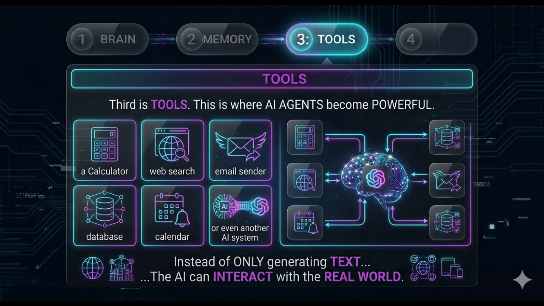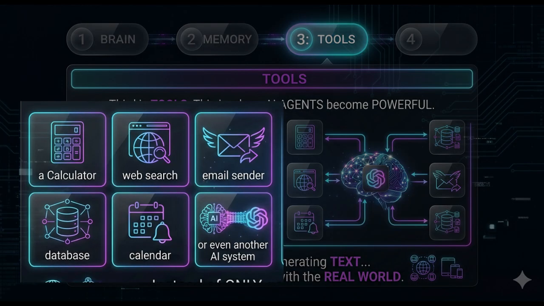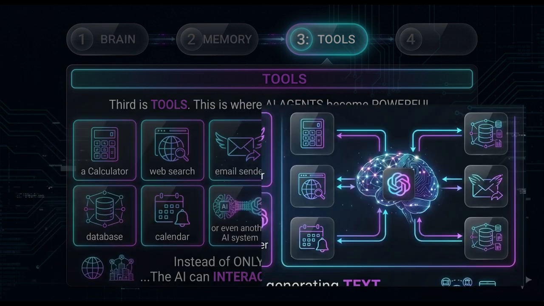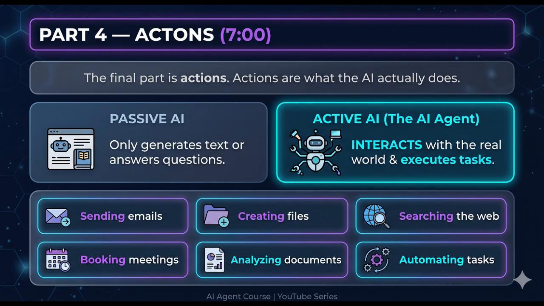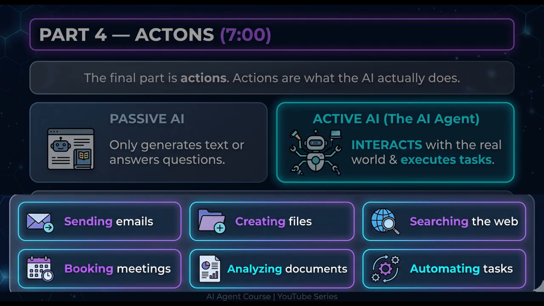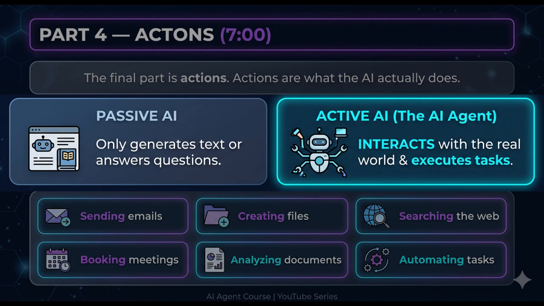And the third part is tools. This is where AI agents become powerful. A tool can be a calculator, web search, email sender, database, calendar, or even another AI system. Instead of only generating text, the AI can interact with the real world. And the final part is actions. Actions are what the AI can do. For example, sending email, creating files, searching the web, booking meetings, and analyzing documents. This is the major difference between passive and active AI.